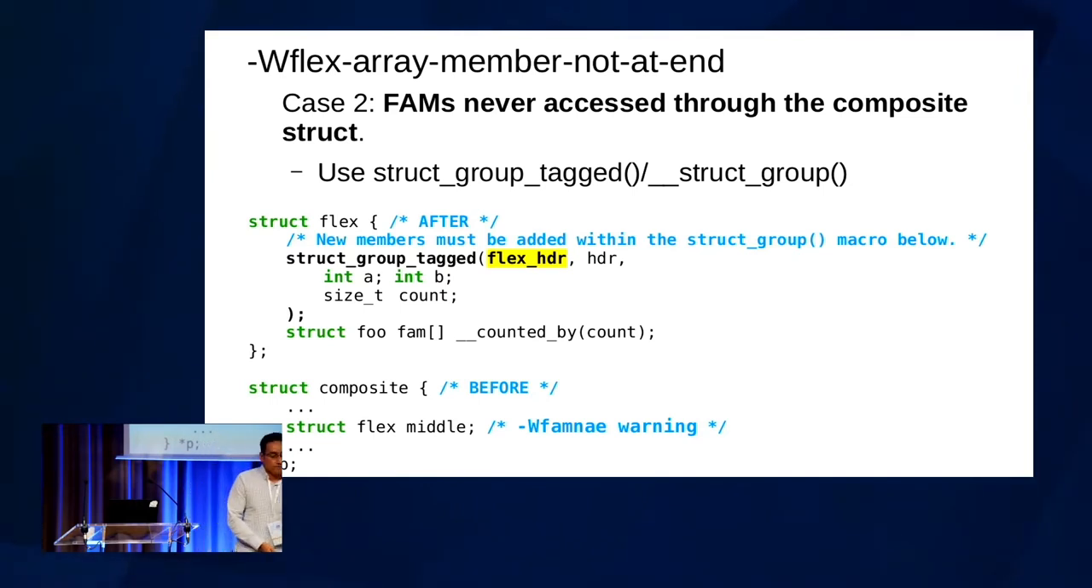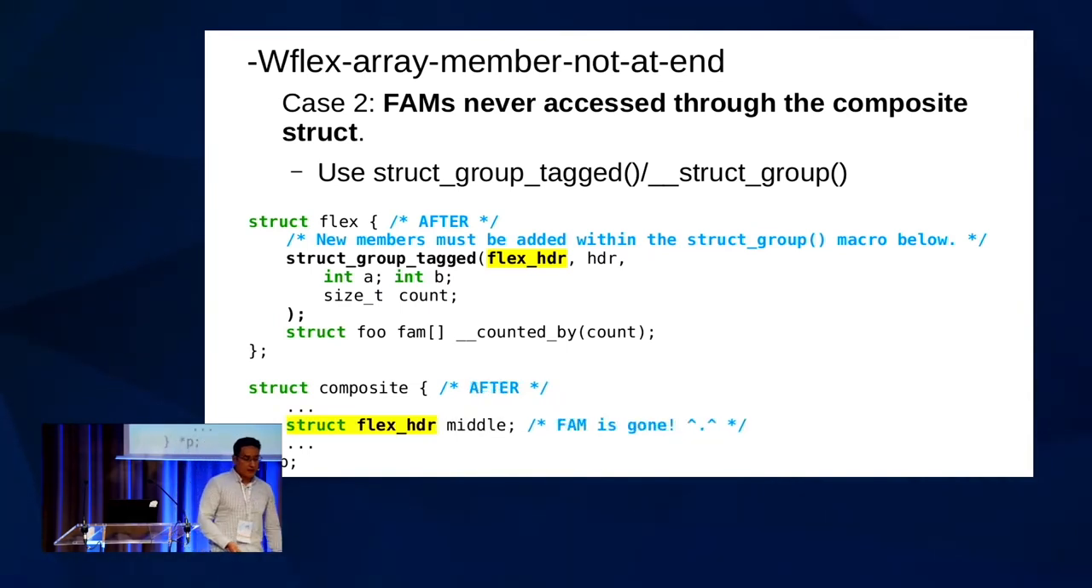If we do this, we effectively have a new type, because this is a struct tag, so we can use it as a new type. We can go and replace struct flex now with struct flex header. And with that, we avoid the case of the duplicated code. And the memory layout of the flexible structure remains exactly the same.